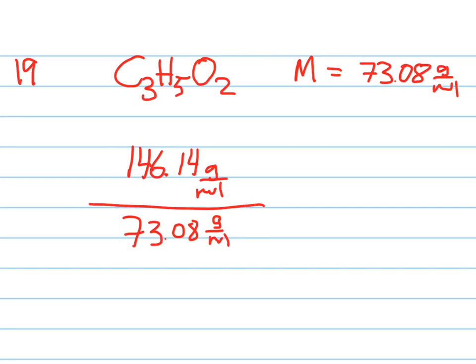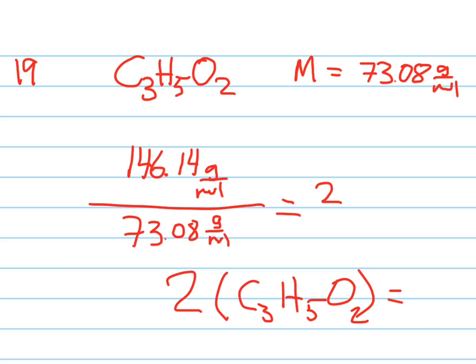Okay, question number 19. We have diethyl oxalate. It's a solvent. It has an empirical formula of C3H5O2, and that has a molar mass of 73.08 grams per mole. But the entire molecule has a molar mass of 146.14. We divide that, and we end up with 2. So that means our molecular formula is going to be 2 times C3H5O2, which gives us C6H10O4.